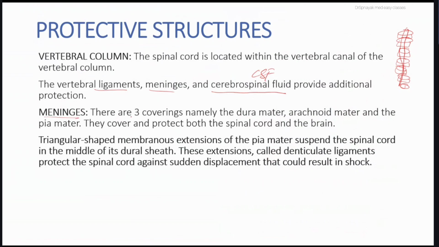Firstly, what are the meninges? There are three coverings that come under the meninges, which are named the dura mater, arachnoid mater, and the pia mater. They cover and protect both the spinal cord and the brain. These meninges are found in the brain, and the meninges of the brain are known as cranial meninges. The ligaments that I mentioned earlier are triangular shaped membranous extensions of the pia mater, which is the innermost membrane which suspends the spinal cord. These extensions are called denticulate ligaments and they protect the spinal cord against sudden displacement that could result in shock.